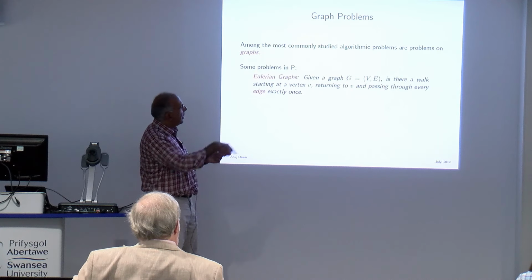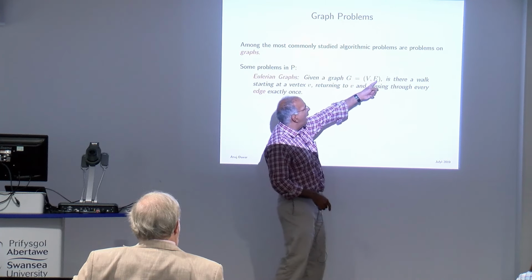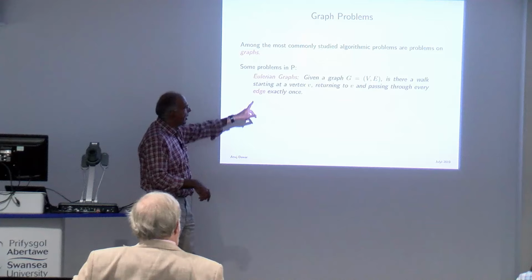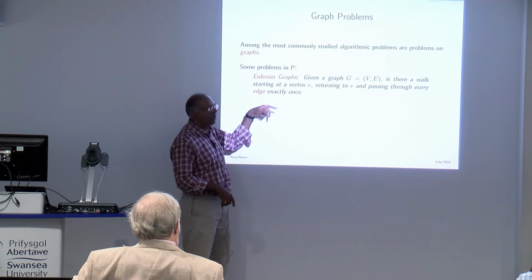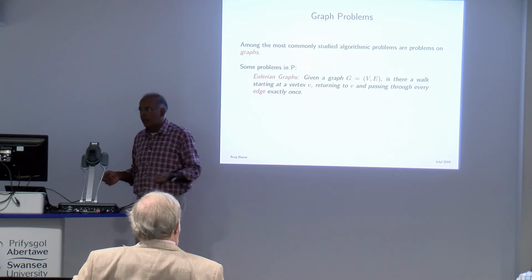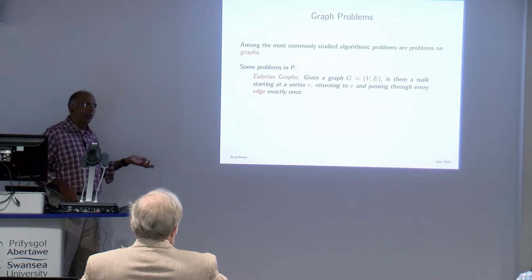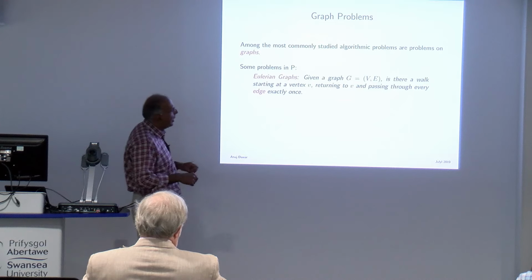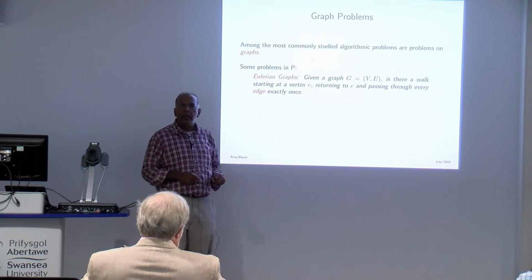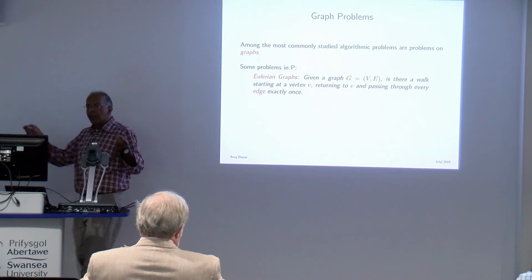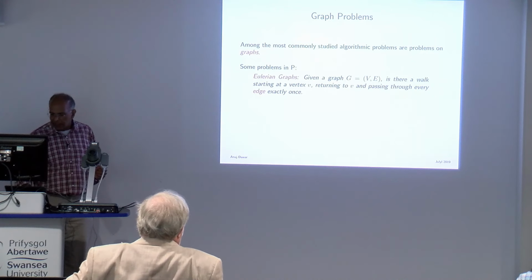That is, given a graph, a set of vertices and a binary relation, is there a walk which starts at a vertex and returns to it and passes through every edge exactly once? This is known as the Eulerian graphs. Deciding whether a graph is Eulerian is polynomial time by a well-known theorem due to Euler that a graph is Eulerian if and only if every vertex has even degree.